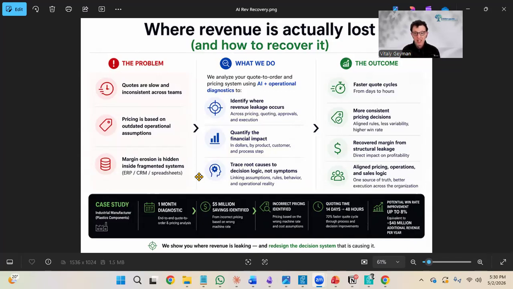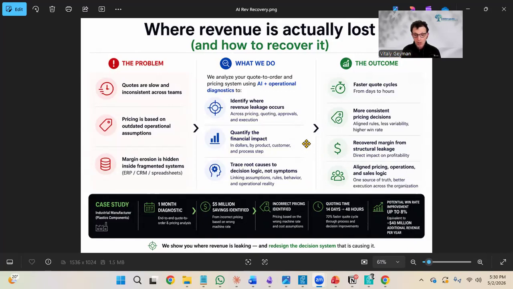The outcome we found is usually faster quote cycles. We're talking about from days to hours, more consistent pricing decisions aligned with rules, less variability, higher win rates. And this is the key to this process. At the end of the day, if we can win more bids, even a 1%, 2% change in that produces phenomenal results. And I'll show you a case study in a minute.